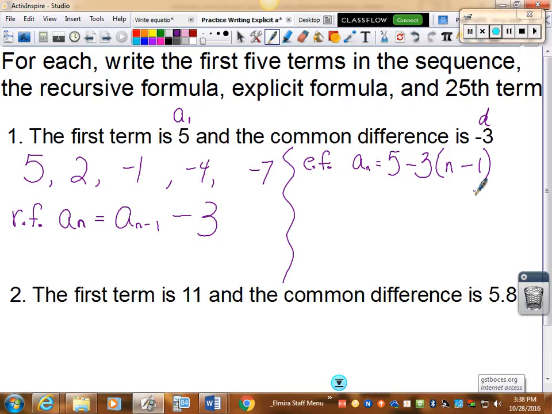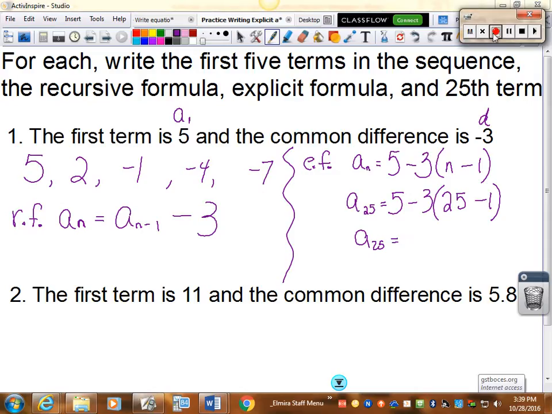Lastly, it wants me to find the 25th term. So a sub 25 equals 5 minus 3 parenthesis 25 minus 1. Remember, this n is not a subscript. We're treating it like a variable. So a sub 25 here would equal, I'm going to pause it and type it in. I hate to say the wrong thing, and I've already done this a couple times today. Yep, negative 67.